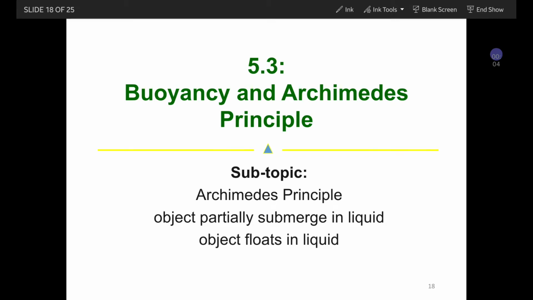Alright class, so kita akan sambung last part of the chapter 5, which is buoyancy and Archimedes principle. Okay, so in this part kita akan belajar tentang Archimedes principle, and then how we want to calculate the buoyant force bila object tu fully submerged ataupun partially submerged ataupun di dalam keadaan fluid.